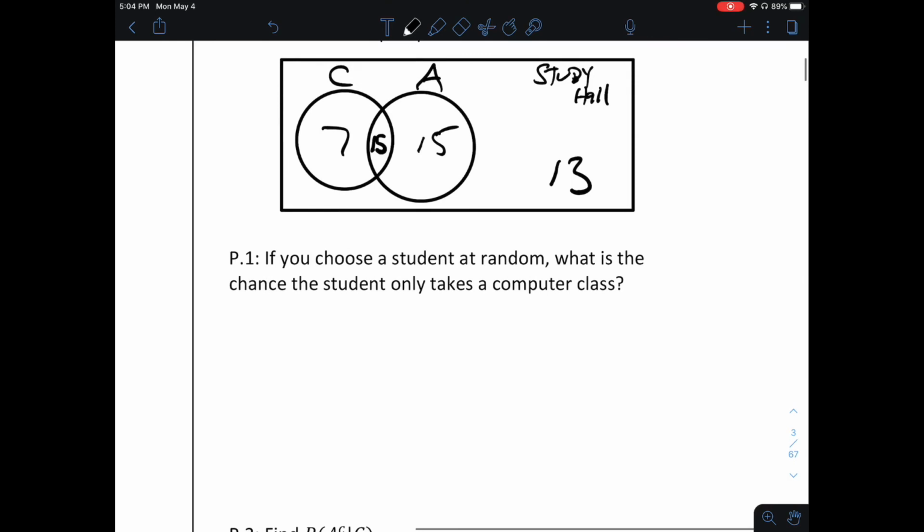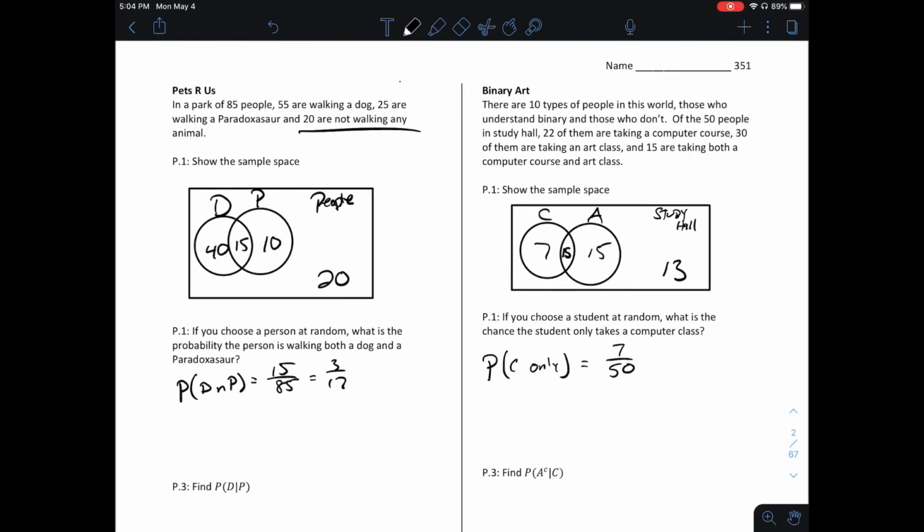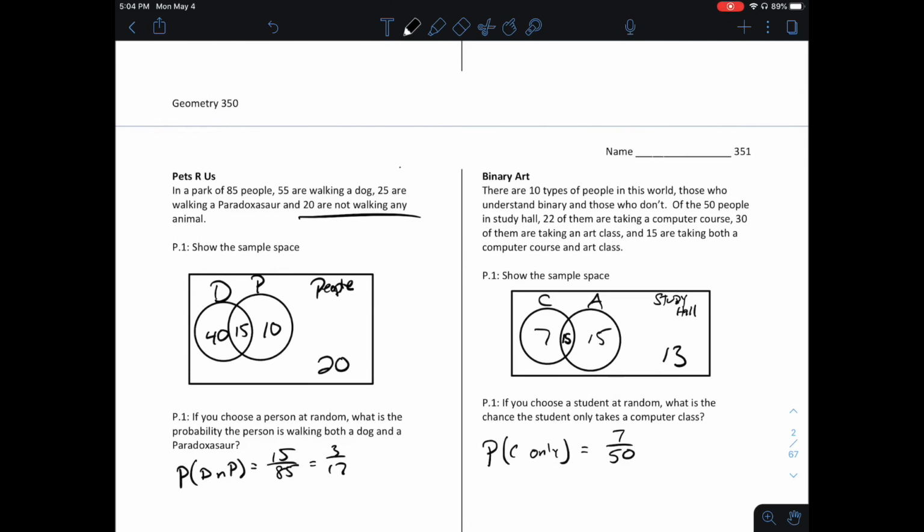If you choose a student at random, what's the chance that the student only takes computer? So we're doing computer only. Well, there are 7 students that take computer only. There are 50 students total, so it's 7 out of 50. Alrighty, that finishes it up.